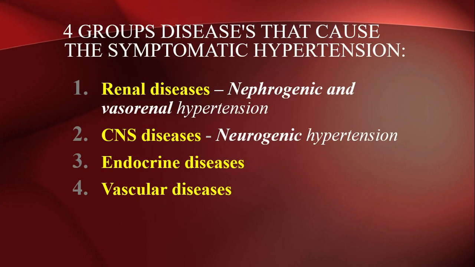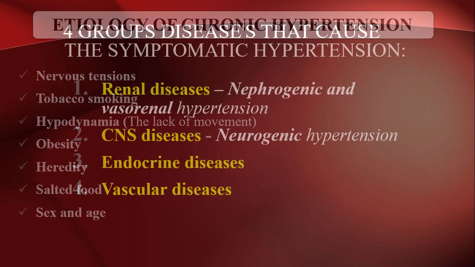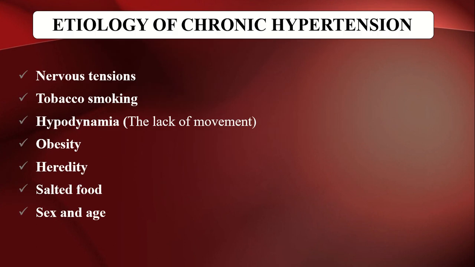There are four groups of diseases that cause the symptomatic hypertension. First, the renal disease, nephrogenic and vasorenal hypertension, central nervous system diseases, neurogenic hypertension, endocrine diseases, and vascular diseases. Etiology of chronic hypertension: the nervous tensions, tobacco smoking, hypodynamia, obesity, heredity, salted food, sex, and age.